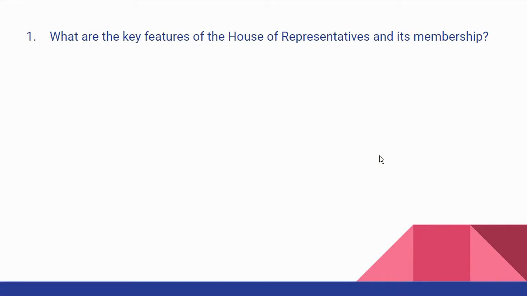First question we want to consider today is, what are the key features of the House of Representatives and its membership? So what is unique about it? Well, the one thing that we see about it is that they are elected by direct popular election. What that means is that ever since the beginning of our country, the Constitution has laid out that each state would have their representatives apportioned by population. Okay, and so that's why every representative represents roughly the same number of people as every other representative, and they are elected by the people of the district that they represent.